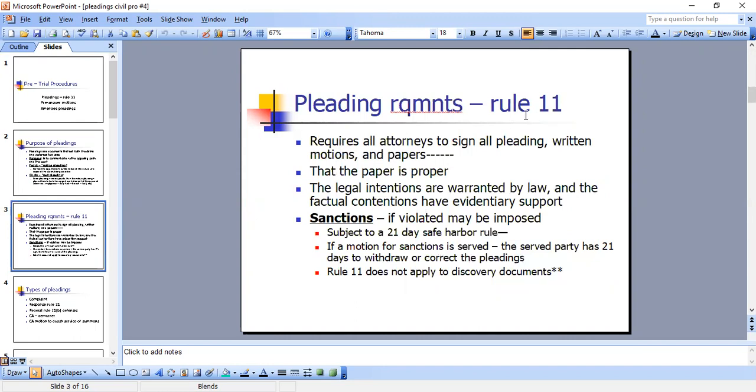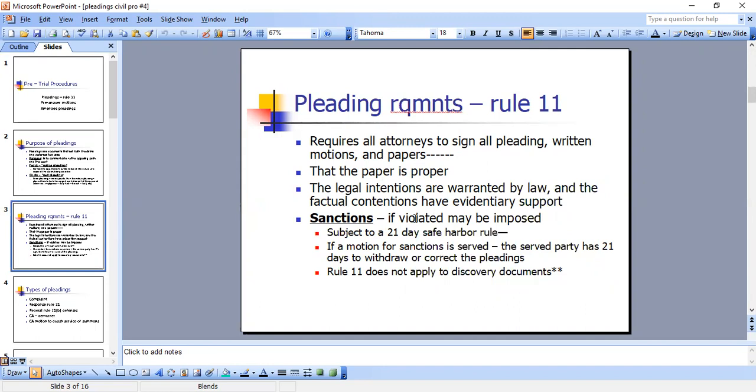Pleading requirements, Rule 11. You'll see a lot of these. Rule 11 is a lot on essays and also on MBEs. Pleadings are all over MBEs, tons of them. It requires all attorneys to sign all pleadings, written motions, and papers. Okay, if they don't, they will be sanctioned. We'll talk about that. The paper must be proper. They must know what they're signing. The legal contentions are warranted by law, and the factual contentions have evidentiary support.